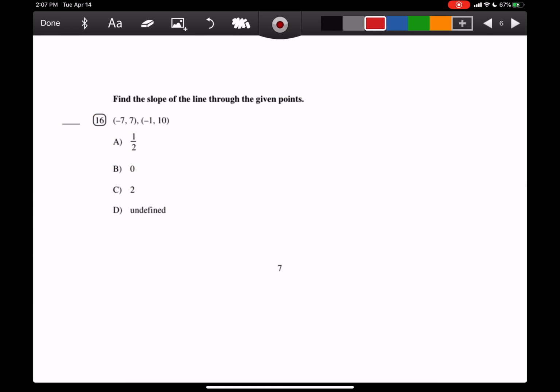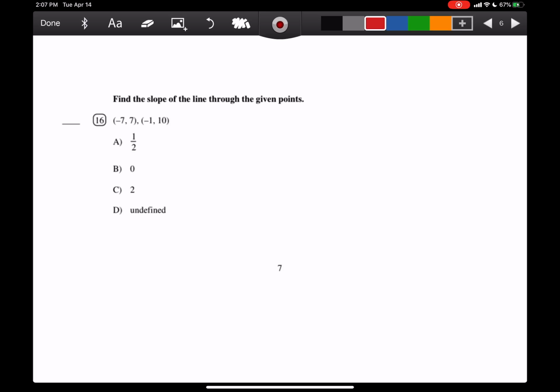All right. Let's look at number 16 here. It says find the slope of the line through the given points. Remember, you can either do box method or you can do the calculator way. Do not get box method and cross method confused. Box method is for when you find slope. Cross method is if you're solving for y. So in this case, we're going to do box method.